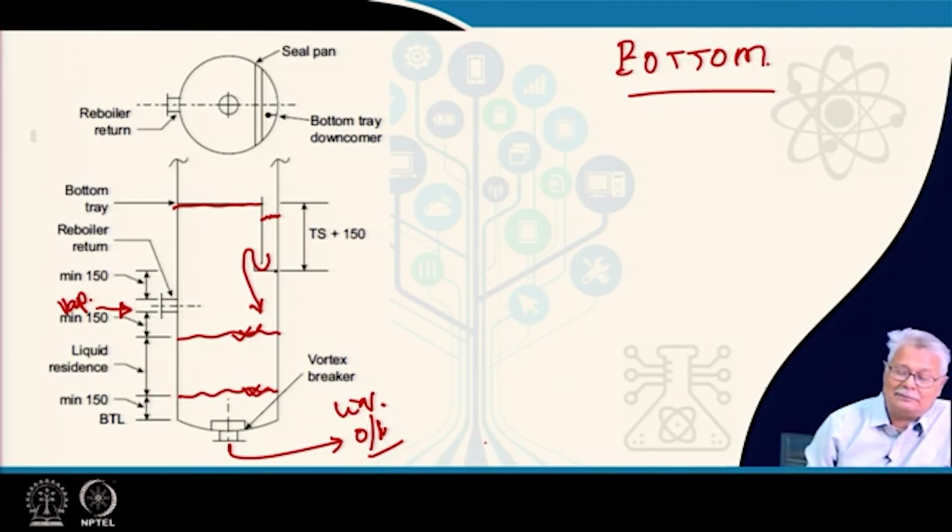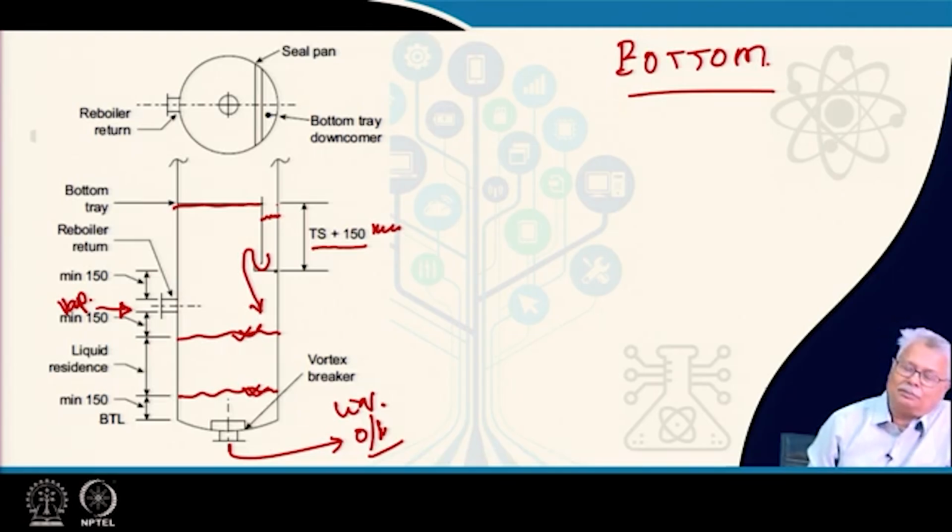Now, let us look at the dimensions here. The submergence we ensure for this particular downcomer skirt is that it is mounted typically at a distance of tray spacing plus 150 mm below the bottommost tray.